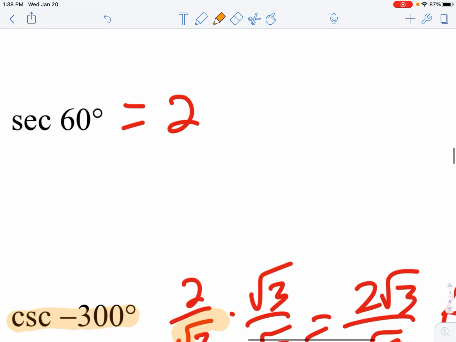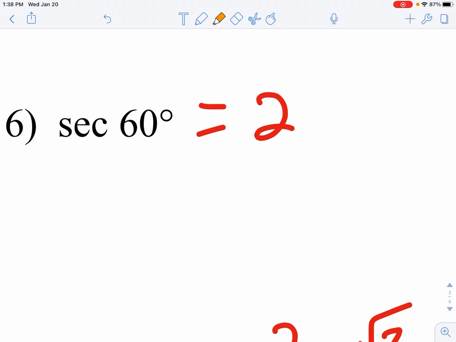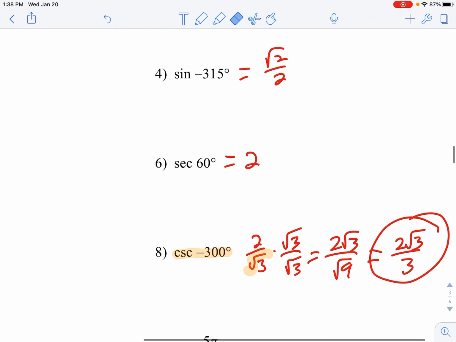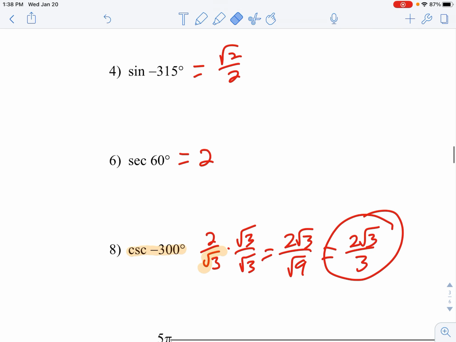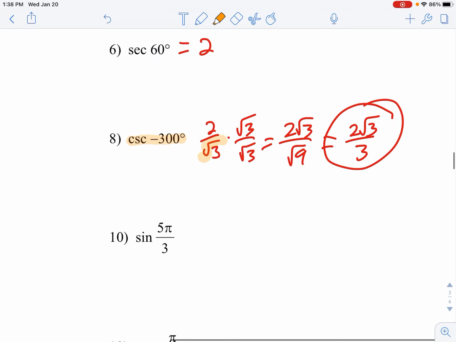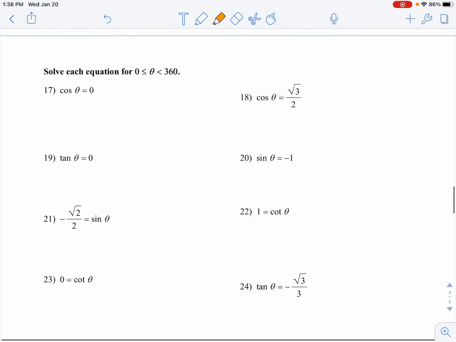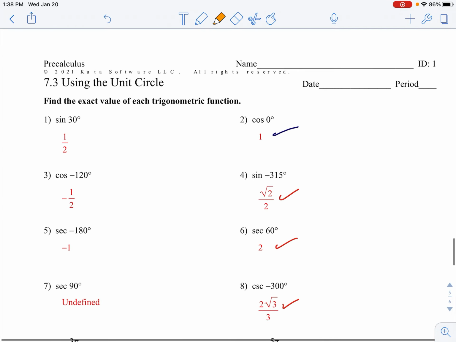That being said, if you did secant of 60 on a calculator, because 2 is a whole number, it would give you 2, and that would be just fine. So I want you to learn how to use the unit circle. You could do a lot of this on Desmos or any calculator, but they would not give you the radical answers, which is what we're looking for. And did I check number 8? Oh, yeah, I did.